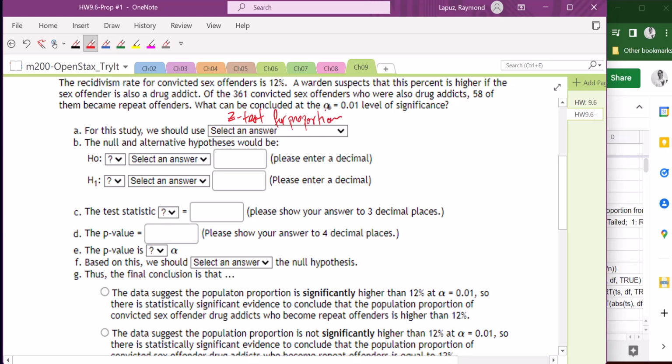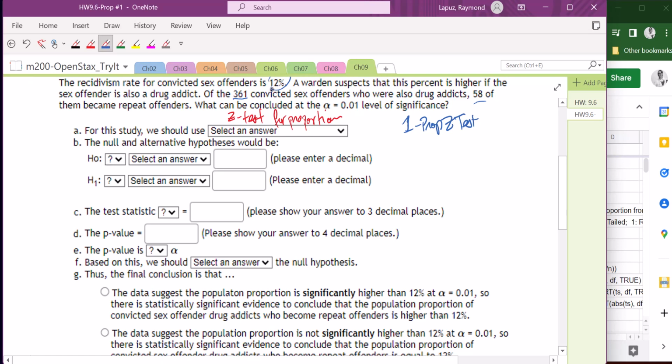And in your calculator, to get yourself ready, this is going to be a 1-proportion z-test. Okay, so we do have a proportion given here, and we got 58 out of 361. All right, so our null and alternative hypotheses, how are those going to look?